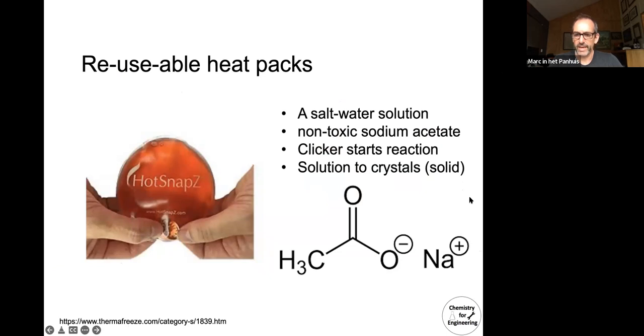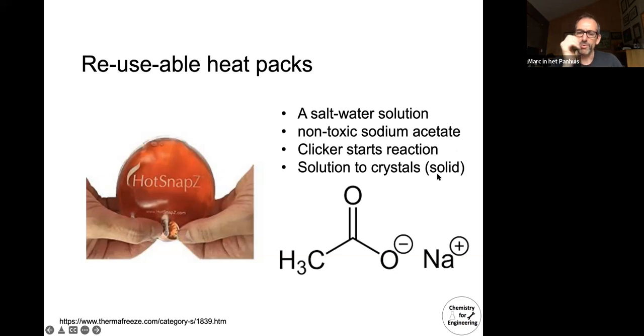There's a question, what is a heat pack? Well, a heat pack is something that increases its temperature when you disturb it, as discussed on the previous slides.